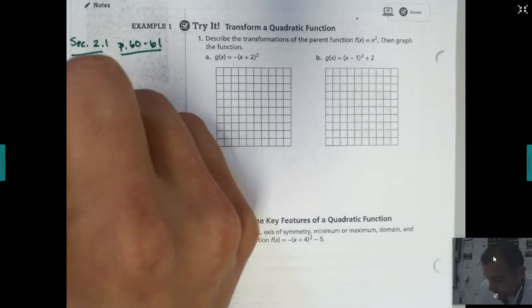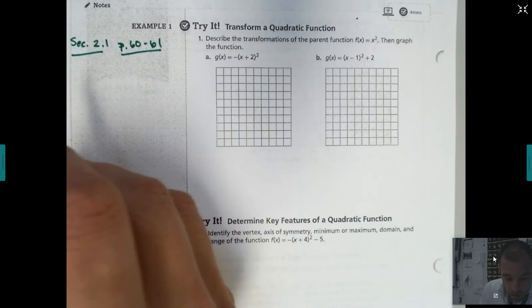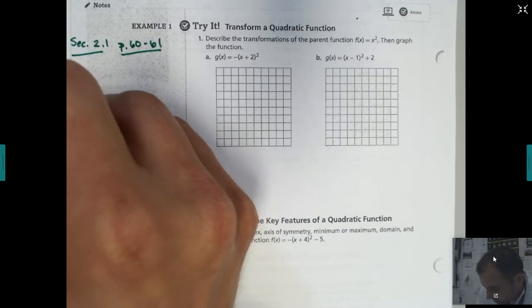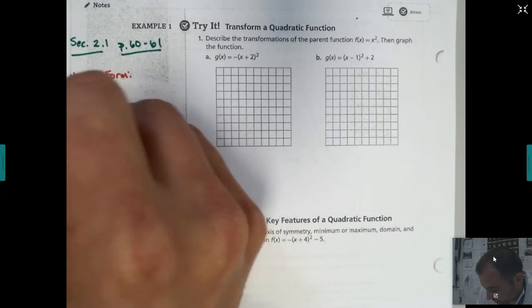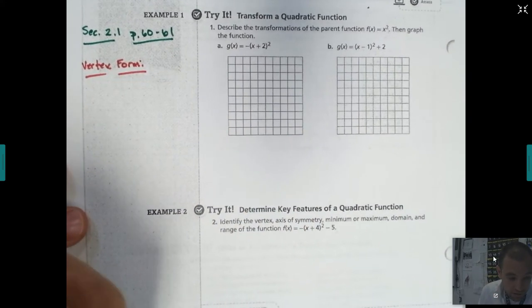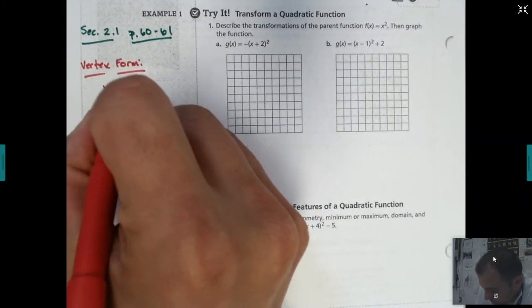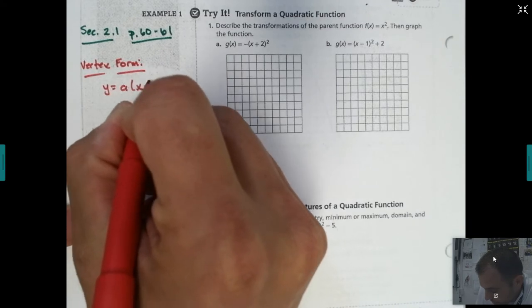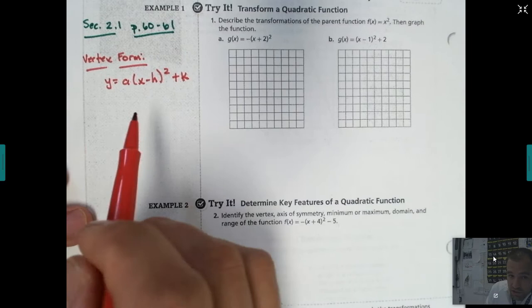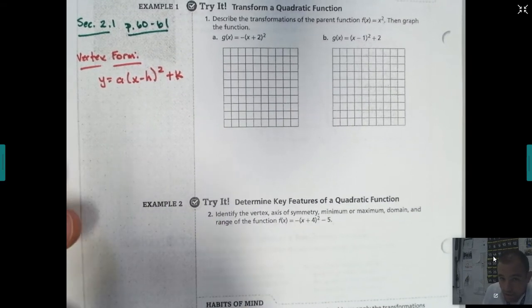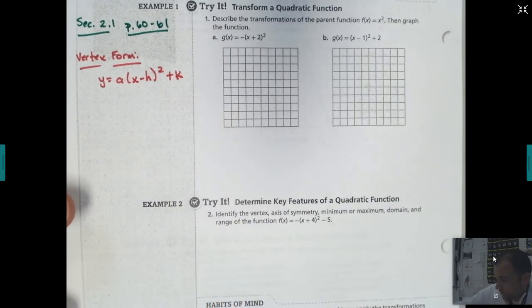All right, so the very first thing we're going to talk about today is vertex form. So first, we need to know what vertex form is. So vertex form of a quadratic looks like this. Y equals a(x minus h) squared plus k. So this is the general form of a quadratic in vertex form. So these letters all mean something different, but a lot of this stuff we've already learned in the first topic.